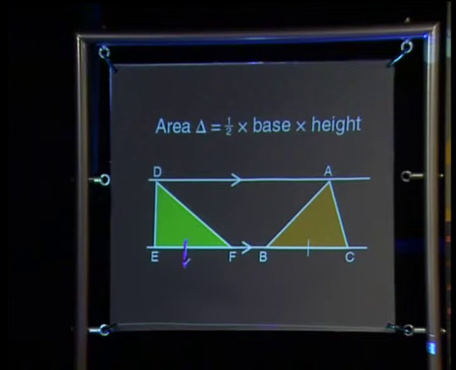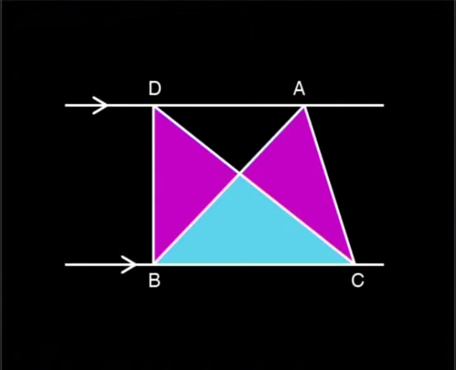In this example, EF equals BC, and they are between parallel lines. So the areas of triangles DEF and ABC are equal. This makes sense because the two triangles have the same height if they are between parallel lines. And of course, if two triangles between parallel lines have the same base, then their areas are also equal.